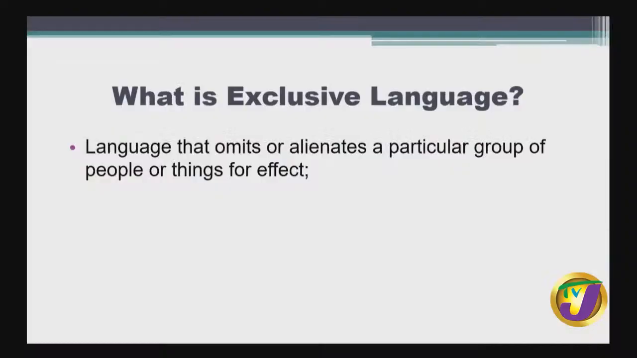So what it does is alienate a particular group, or it omits a particular group or things. So the idea is you are setting up a situation where it is an us versus them. You have a situation where we are on this side fighting together, but there is a group of people over on that side that we must not ever agree with, a group of people who are against us, a group of people we must not participate with.